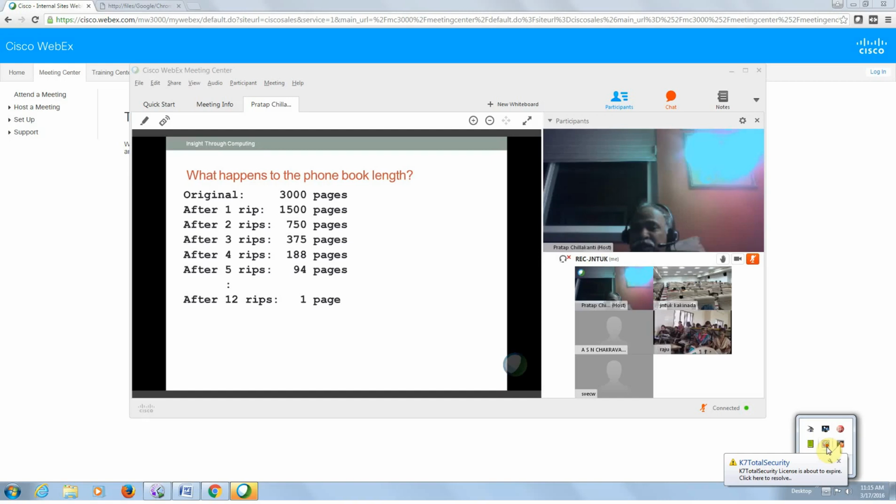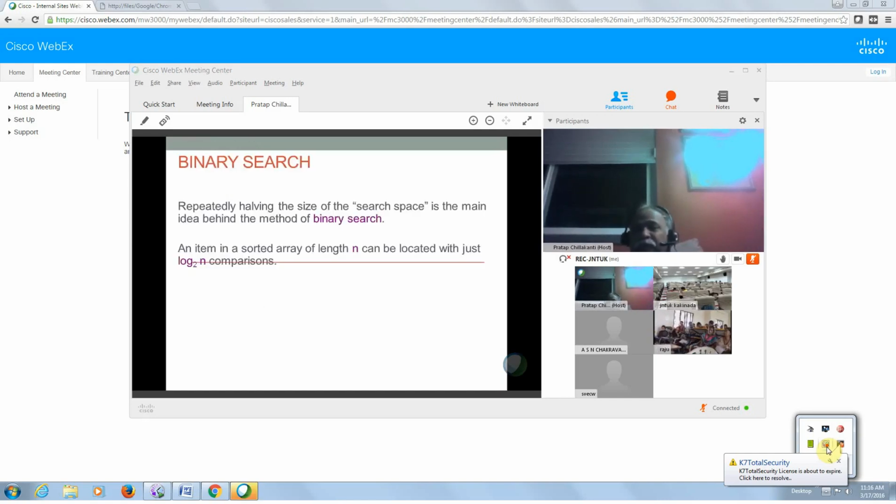So you can see how drastically it's no longer a linear search, right? Remember, when we talk about linear search, we said if there are n entries, the order of n. Whereas in binary search, it's basically log of n, because you're ripping half of it. That's the essence of it. So repeatedly halving the size of the search space is the main idea behind the method of binary search. If some question comes up in your exam, I assume something like this would come up.